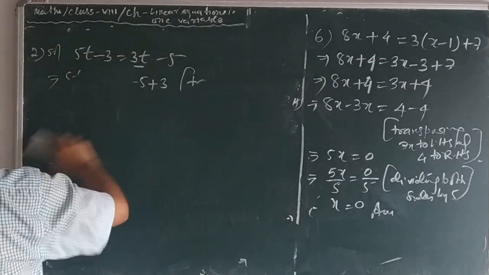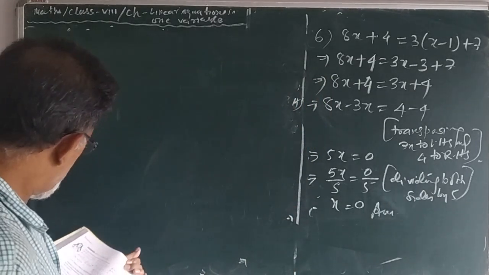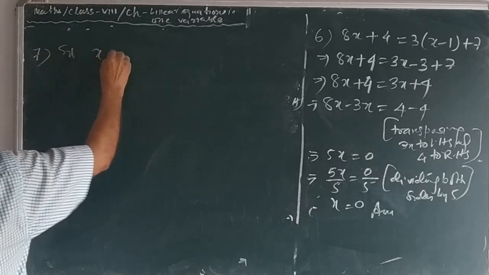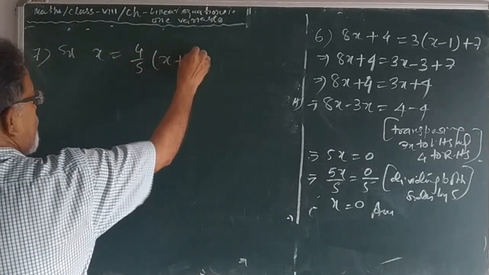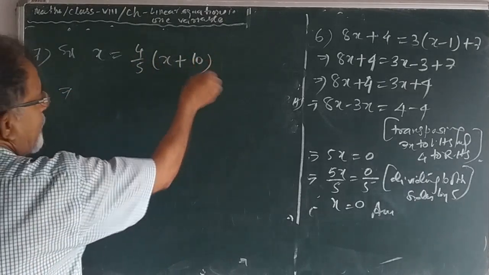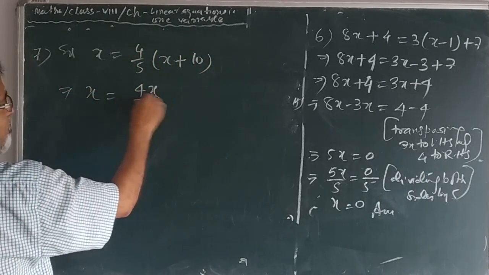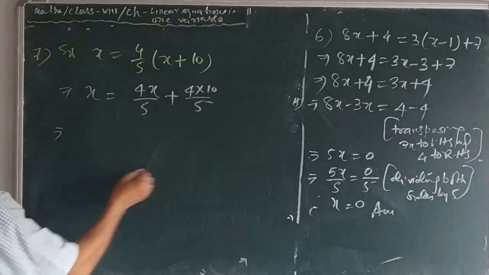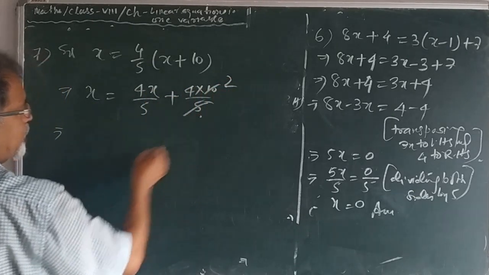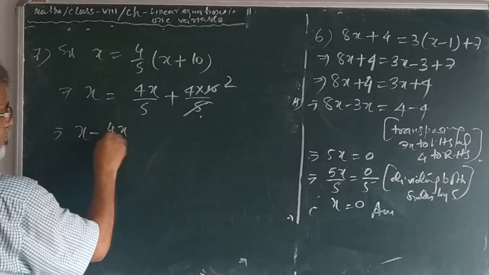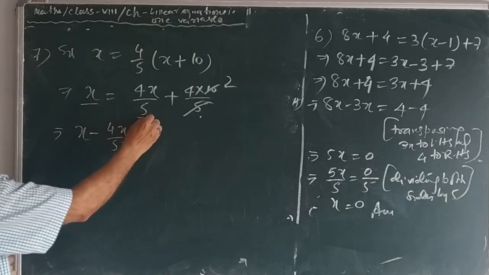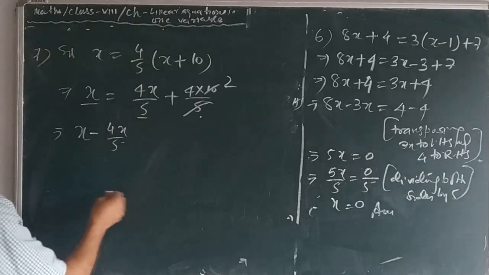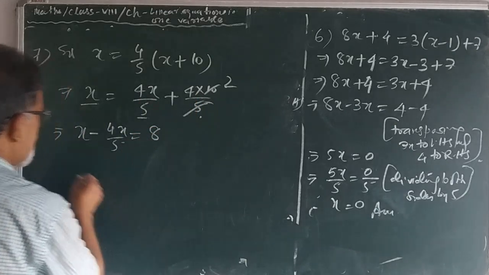Now, I am going to show one question which is different from the others. x equal to 4 by 5 into x plus 10. Let us remove the bracket first. x equal to 4x by 5 and 4 into 10 by 5, which is 8. Now, x and 4x by 5 are variable terms, so these variable terms will be transposed to LHS from RHS. The constant term will remain as it is.